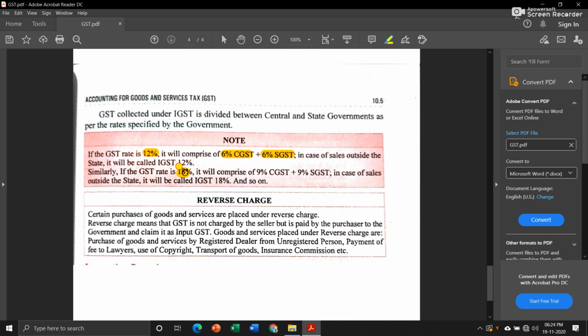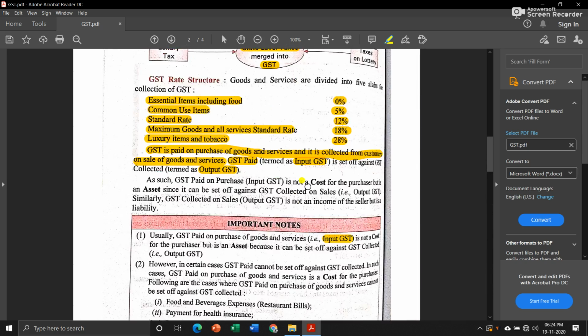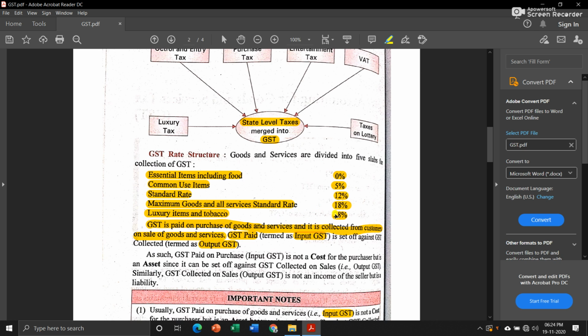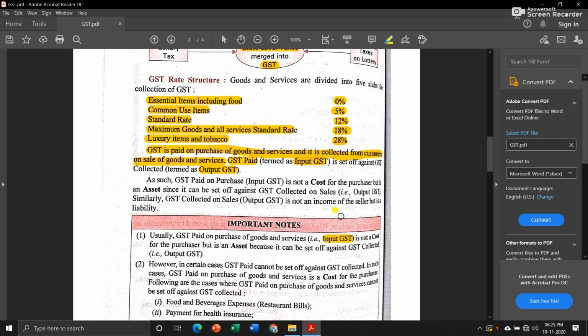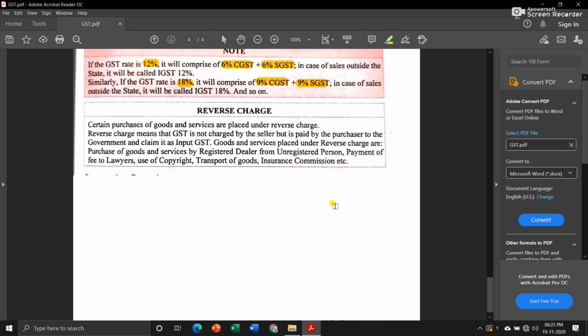If the GST rate is 18%, then CGST will be 9% and SGST will be 9%. So that you have to understand in GST. Okay, suppose if the GST rate is 28%, then in that case, if the sale is intra-state, then 14% will be for CGST and 14% will be for SGST.